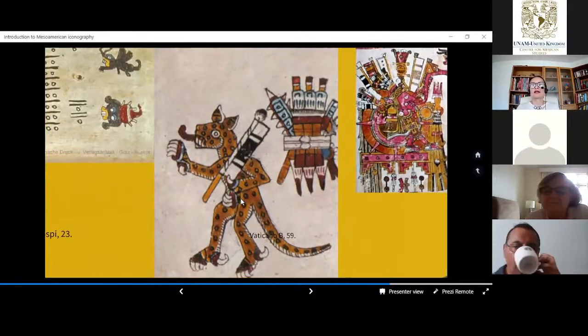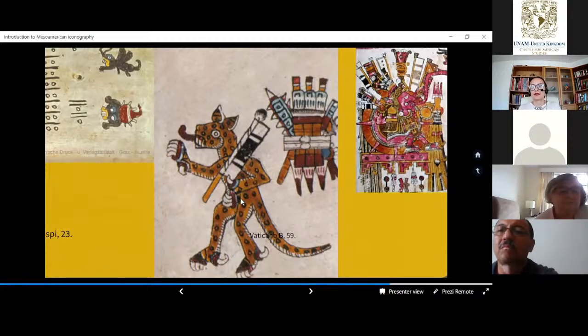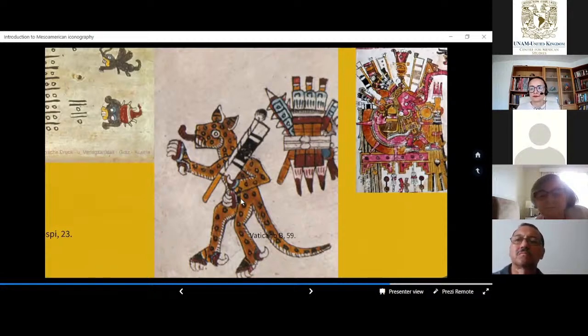I don't know if someone would like to say what you think it represents, what you consider, which elements we have to make an identification of the icon. You can turn on your microphone and participate if you wish. Could someone say which animal we can see here? Is it a jaguar? Uh-huh.